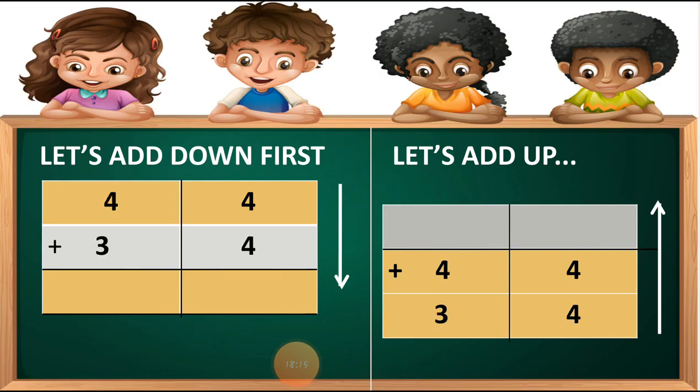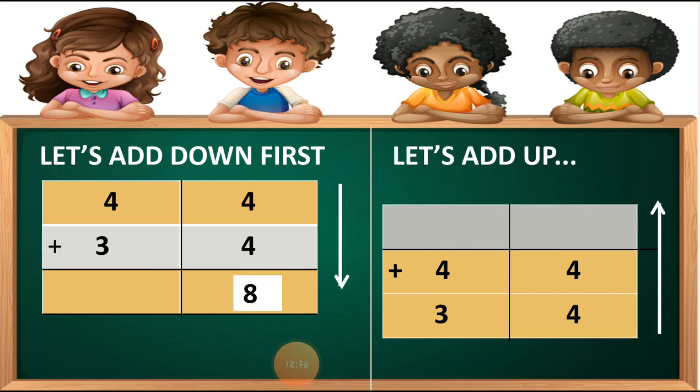Now I have one more example for you. And here the question is 44 plus 34. I repeat this, 44 plus 34. In this, the ones column is 4 plus 4. So the answer of this column is 8.